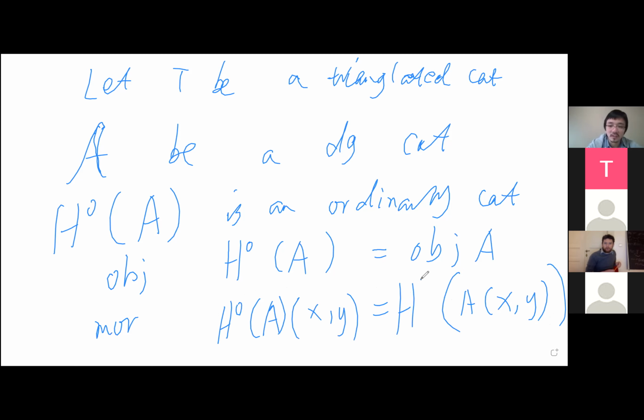And H0 means we take the zero cohomology of this cochain complex A(X,Y). So that is the morphism in this H0 category. Does it make sense? This is a cochain complex. That is the definition of DG category. That means any morphism is not a set. Instead of a set, it's a cochain complex. And we take the zero cohomology of this cochain complex. That gives the morphisms of this new category.